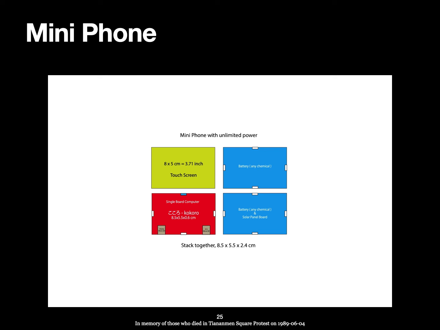Next, we can have the mini phone configuration. It would take one 8x5 touch screen, one Coca Roll, and two batteries. So when we stack them together, the physical dimension of this mini phone would be 8.5 times 5.5 times 2.4 centimeters. And depending on what the user prefers, he or she can attach as many batteries as the user desires.